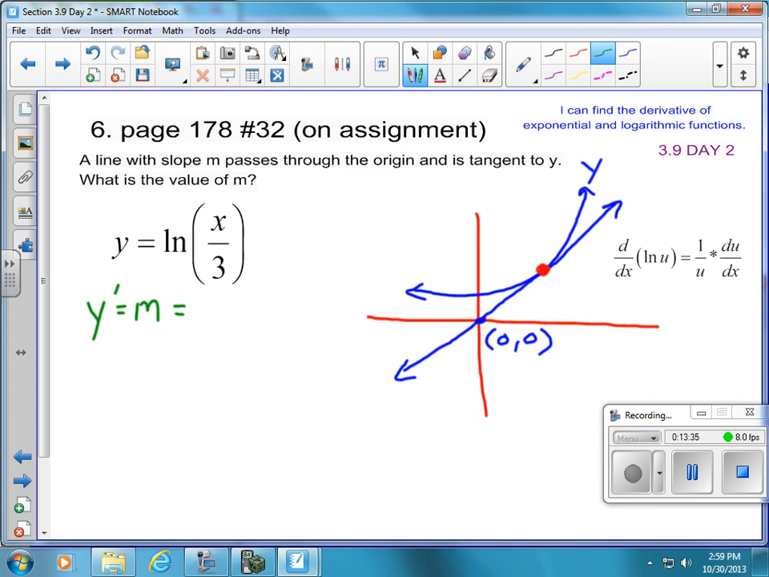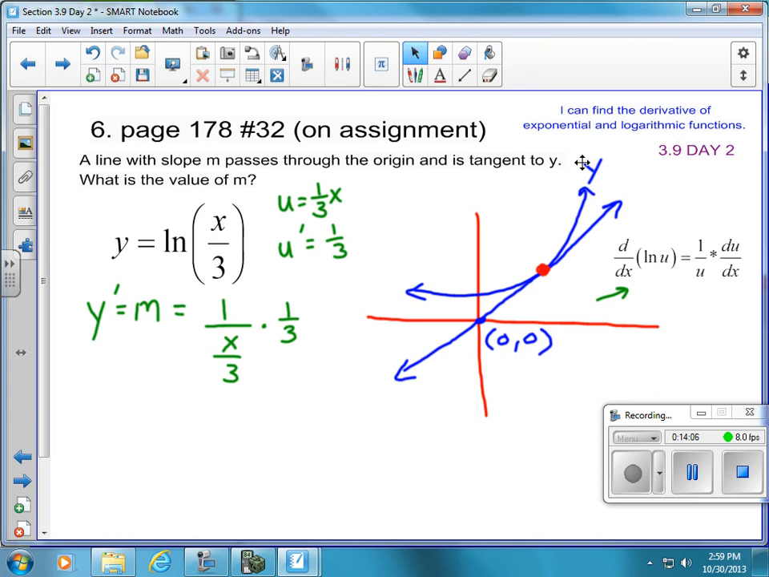The derivative of ln, which I have listed over here again for your reference, is 1 over u, which is 1 over x over 3, or 3 over x, and u prime is just equal to 1/3. So 1 over u is 3 over x, and that would be times 1/3. Now if we simplify this, what happens to all this stuff? I think our 3's cancel out, and it's equal to 1 over x. Actually, I know that they cancel out. So the slope is equal to 1 over x.